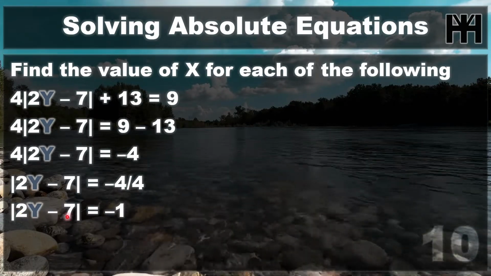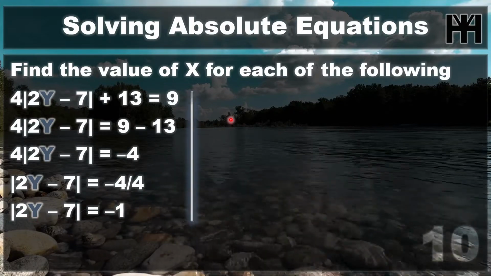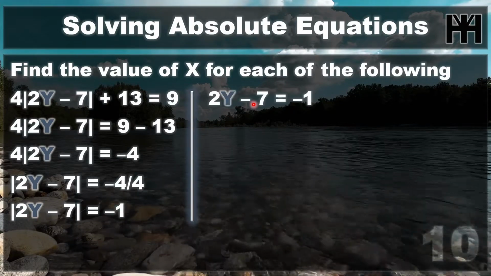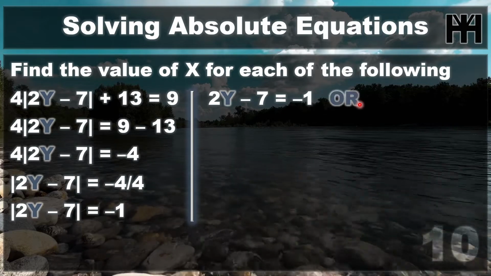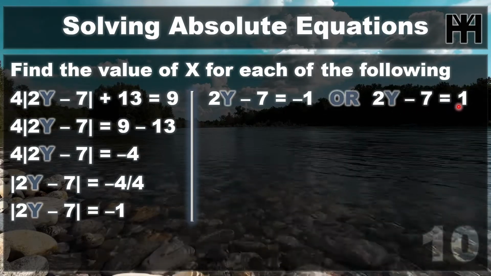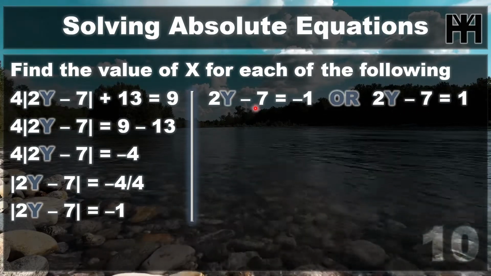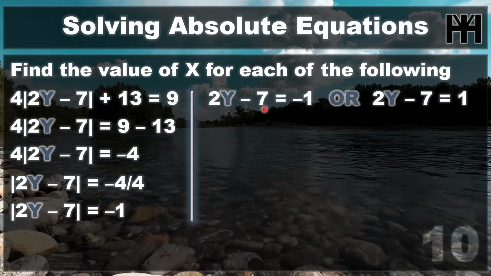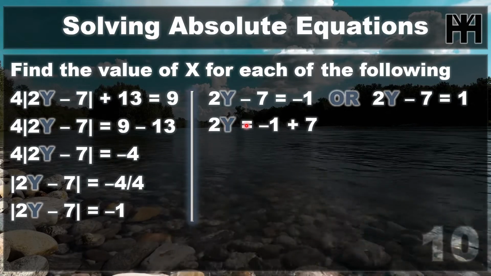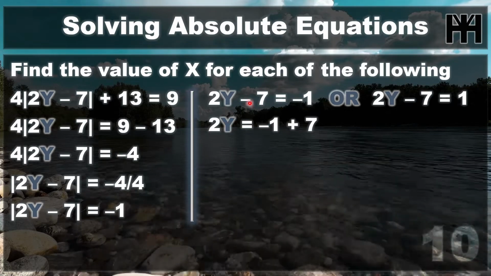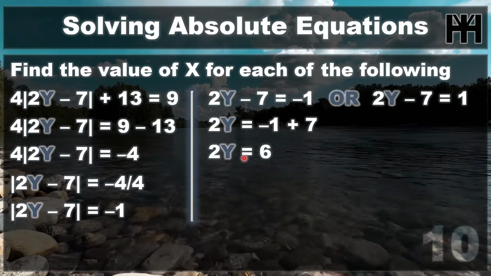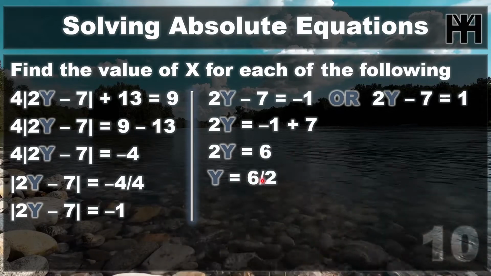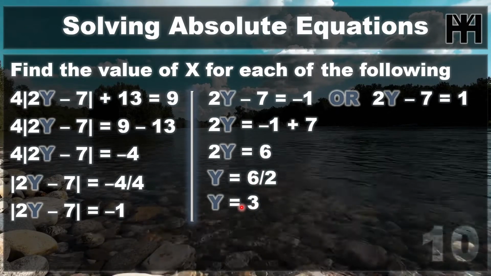So now we have two choices here, whether it's 2y minus 7 equal to negative 1 or 2y minus 7 equal to 1. So let's take the first choice. If it's 2y minus 7 equal to negative 1, so 2y will be equal to negative 1 plus 7. We'll send that 7 to the other side. So it's 2y equals 6, then y will be equal to 6 divided by 2, then y will be equal to 3.